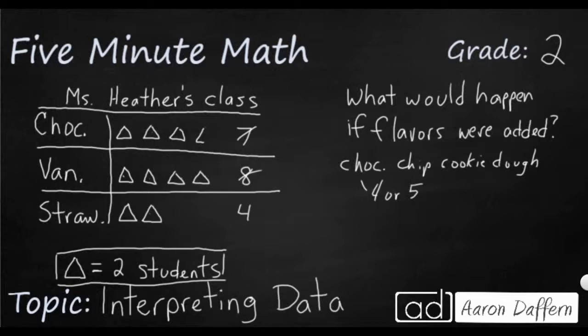Maybe this one might go down to 3, and this one might go down to 6, and this one might go down to 5. I'm just making a prediction because that's a pretty good flavor. But if I was to come up with avocado ice cream, you probably wouldn't see any change because that's kind of gross.